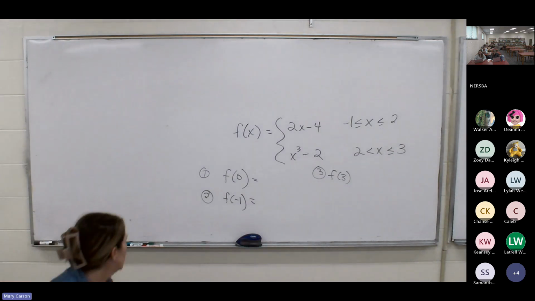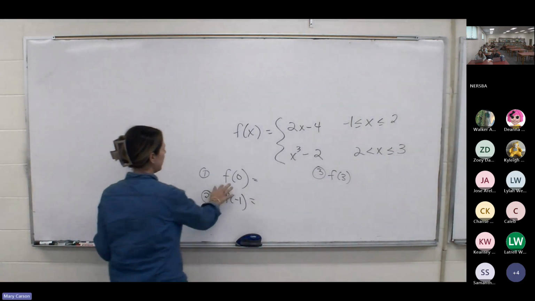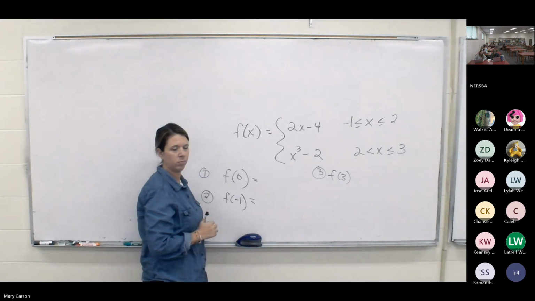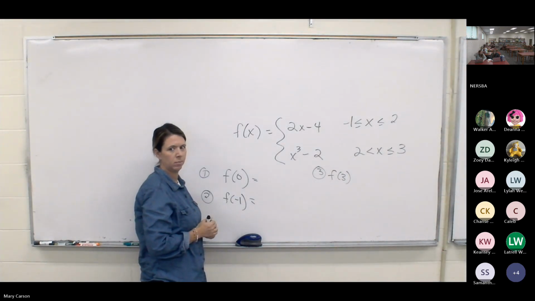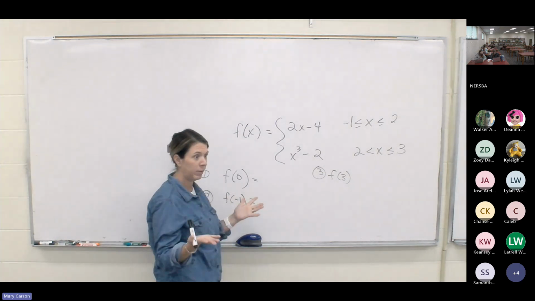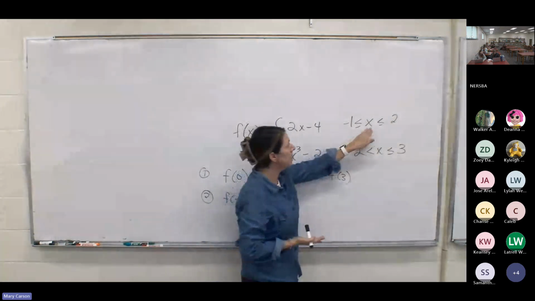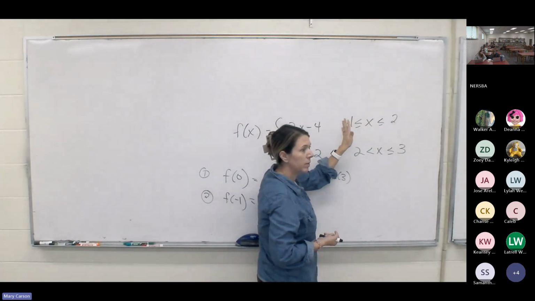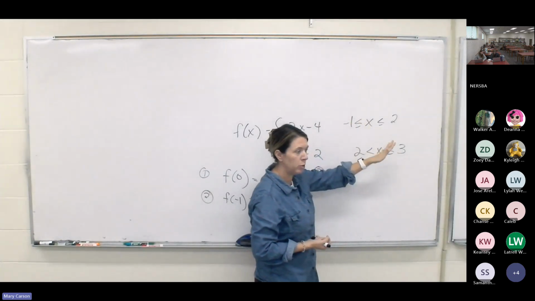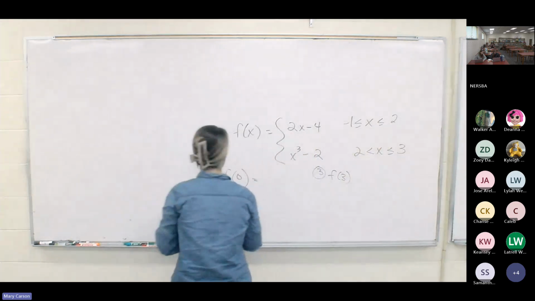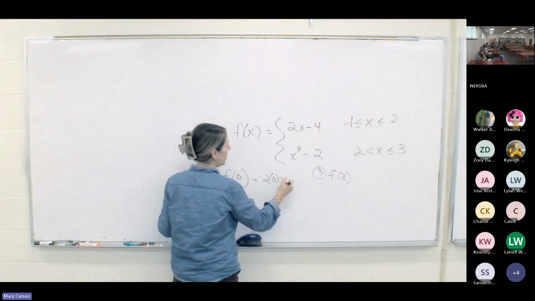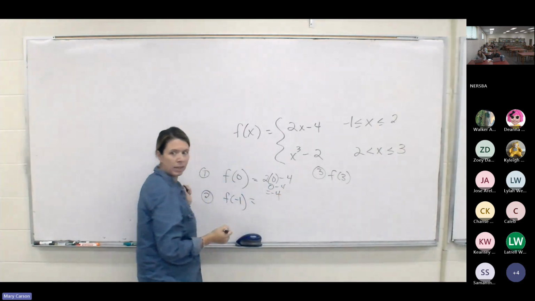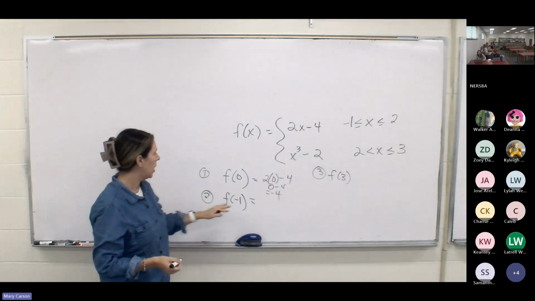All right, we ready? All right, so which one am I going to look at for f of 0? First one? Okay, top one, yes. Why the top one? Because this is saying numbers that are less than or equal to 2, but greater than or equal to -1. So -1, 0, 1, 2 would fall in that category, right? So you would plug in a 0 to the top equation. 2 times 0 is 0. 0 minus 4 is equal to -4. Everybody get -4?